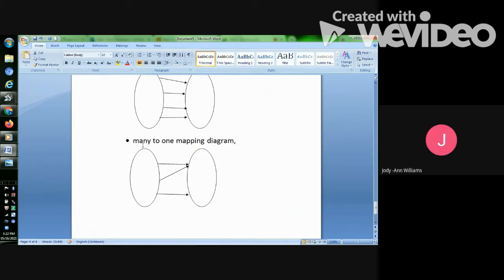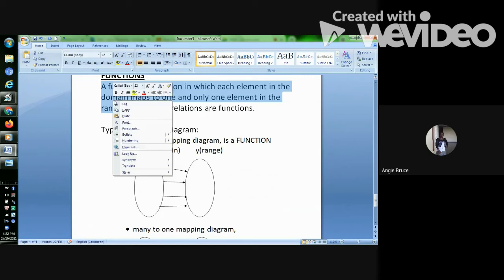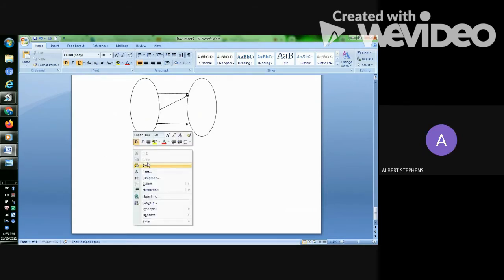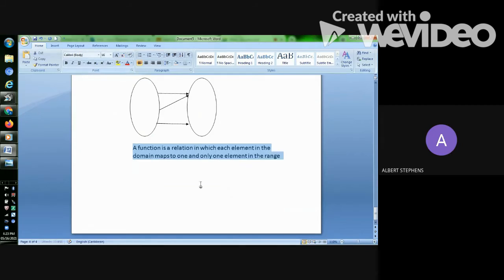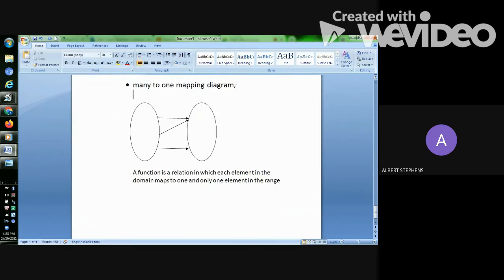No, sir. Why do you say that? Because a function goes to one and only one, sir, while a relation goes to many. Hold on, Jordan, let me bring the definition down here. So that's the definition. Please read the definition carefully. Look at it carefully.